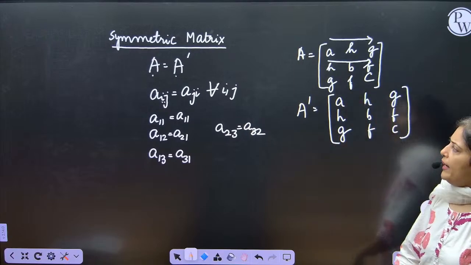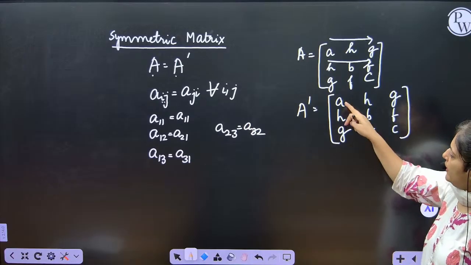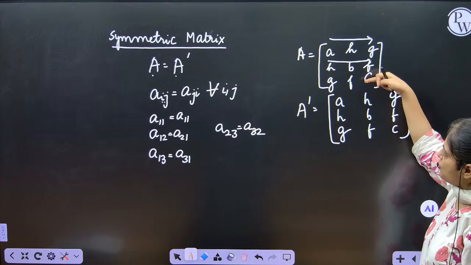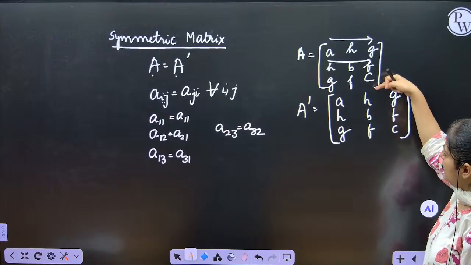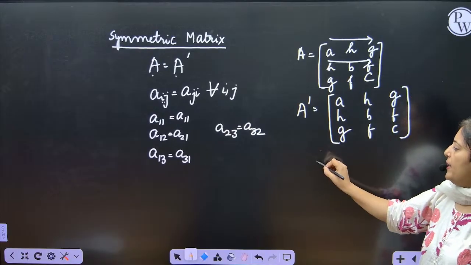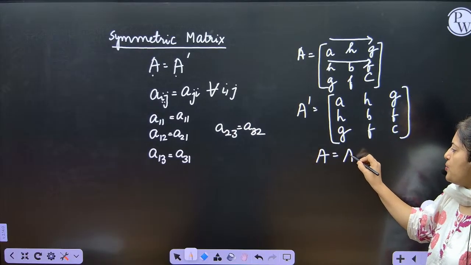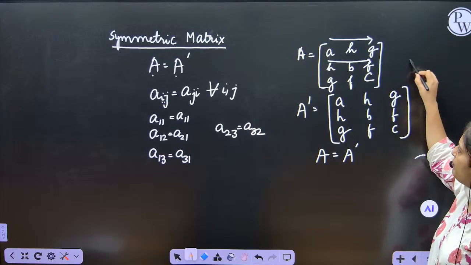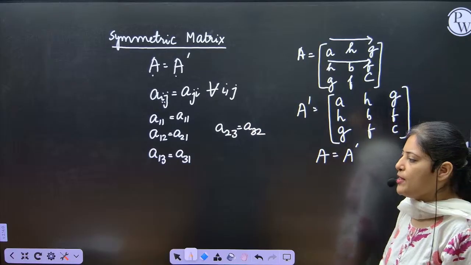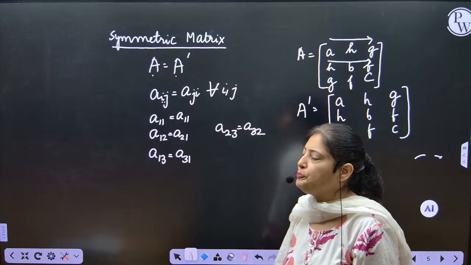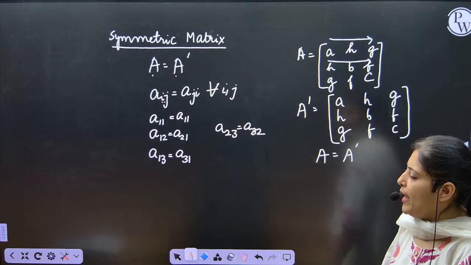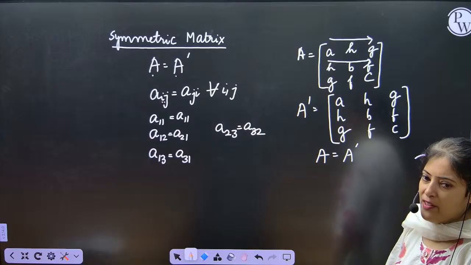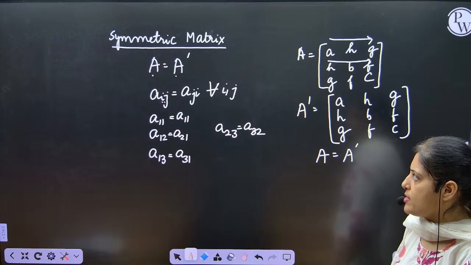See, A and A transpose are the same. AHG, AHG, HBF, HBF, GFC, GFC. So A is nothing but A transpose. So this kind of matrix is nothing but a symmetric matrix. Quickly have a glance, then we'll proceed to the next matrix, that is the skew symmetric matrix.